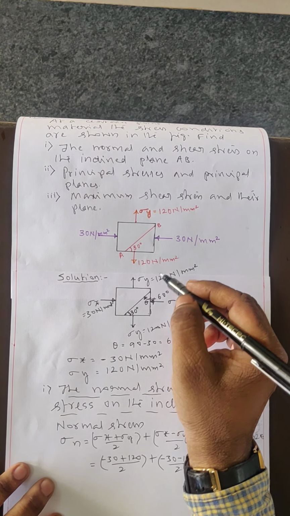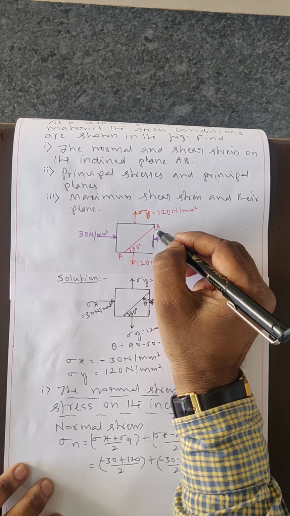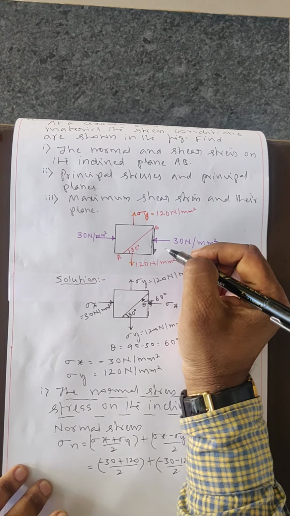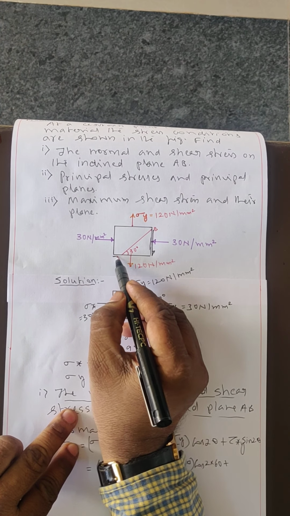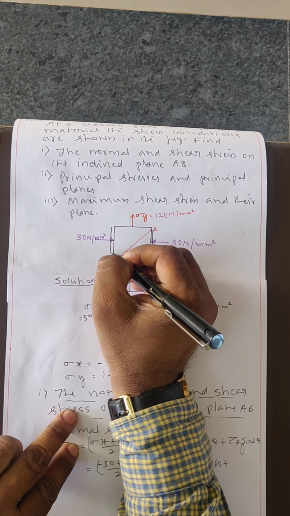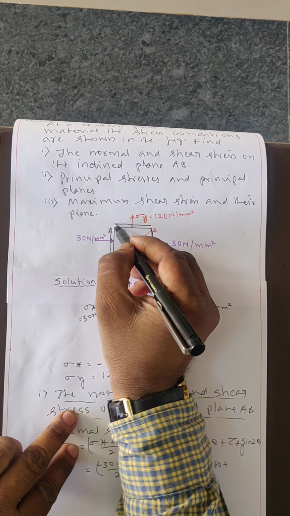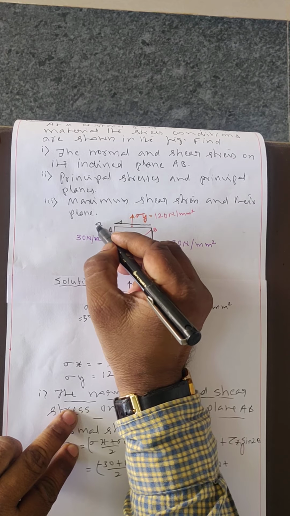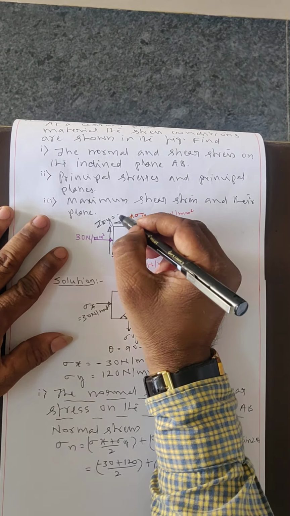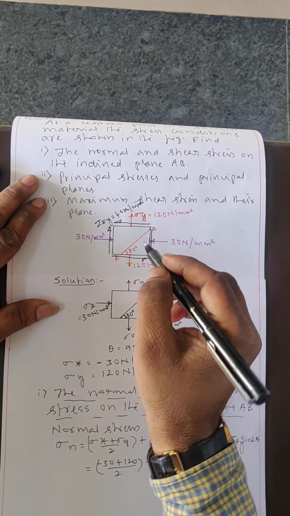Tau xy is how much? Tau xy is given in the problem. It is 40. This is the tau xy. It is also given in the problem. Tau xy equals 40 Newton per millimeter square. It is given.